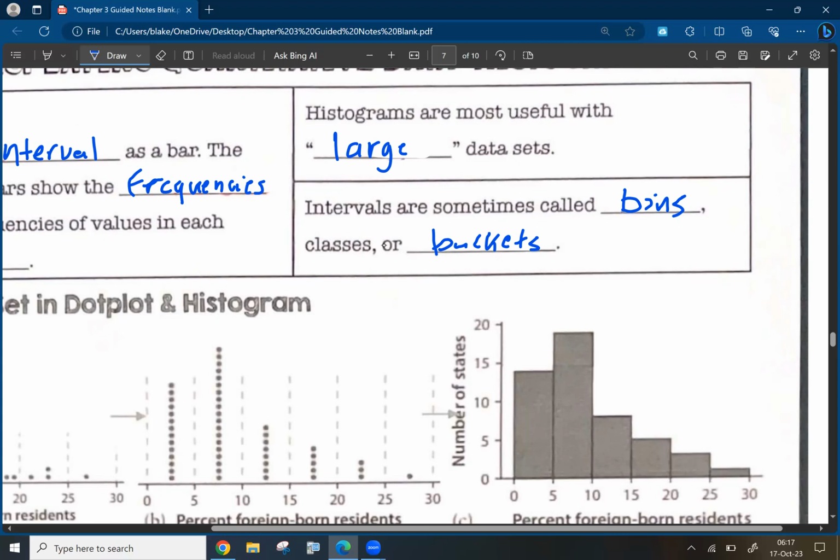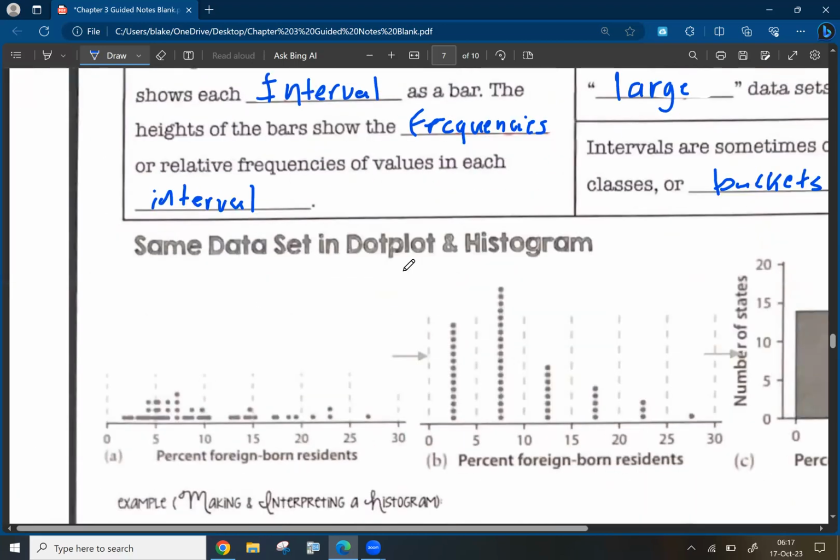Down here, we have one set of the same data in a dot plot and a histogram. Here's the original dot plot for each individual value, like 2.3 or 4.7 or whatever these are. It's a regular dot plot. It says percent foreign born residents, so obviously these are percentages.